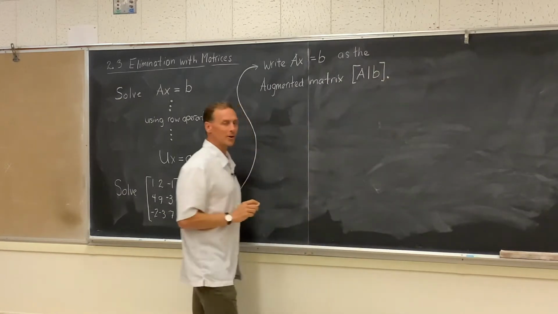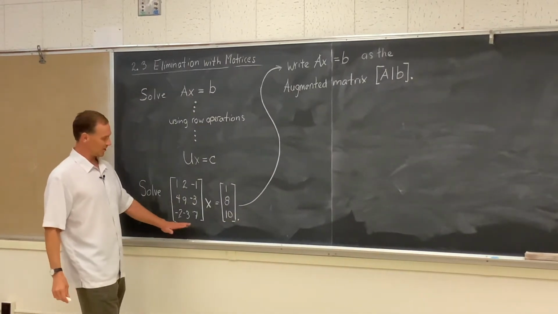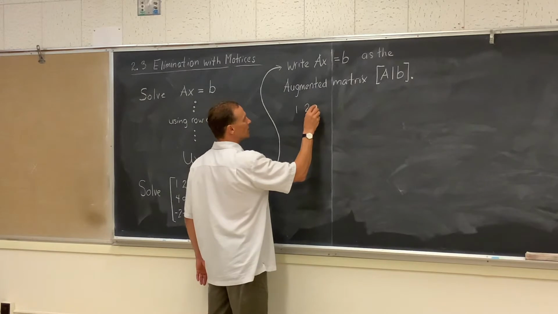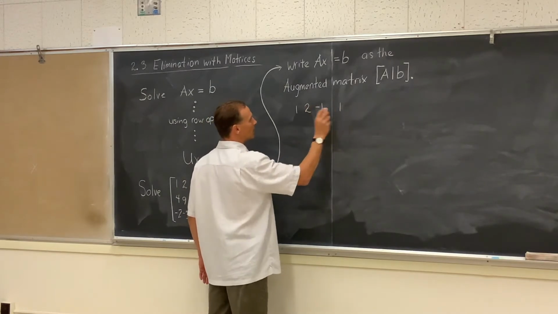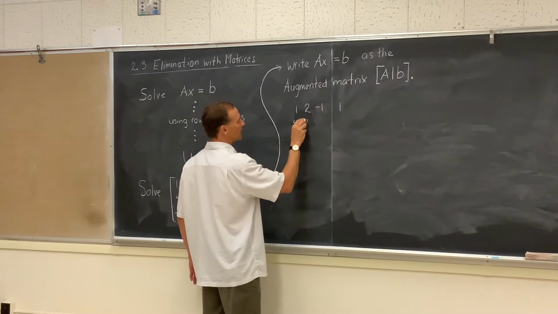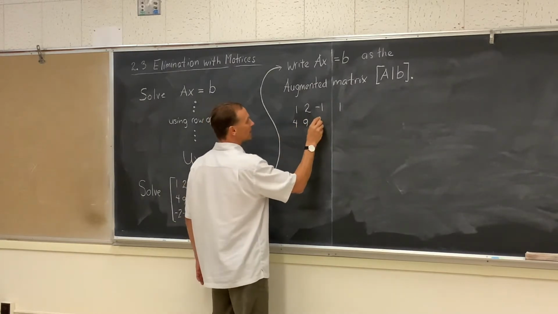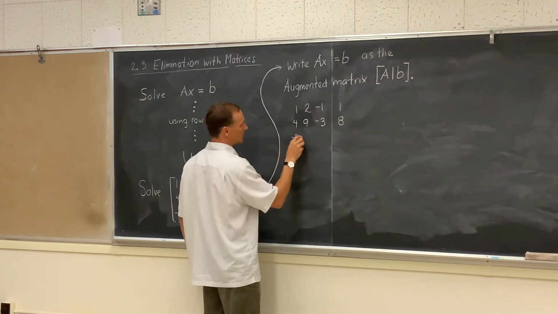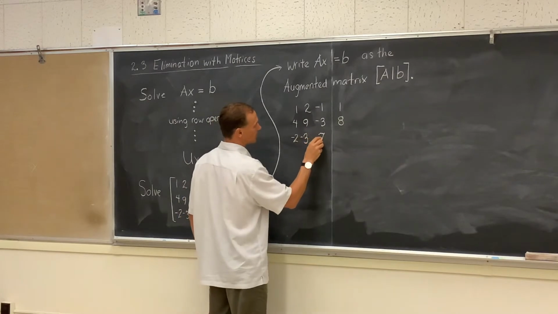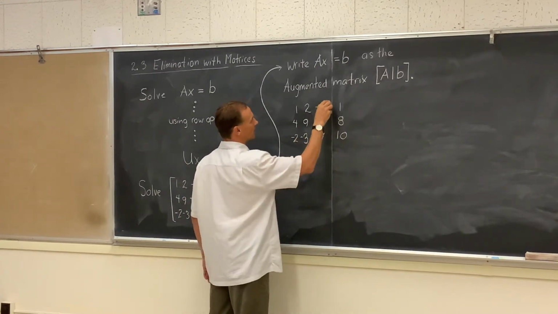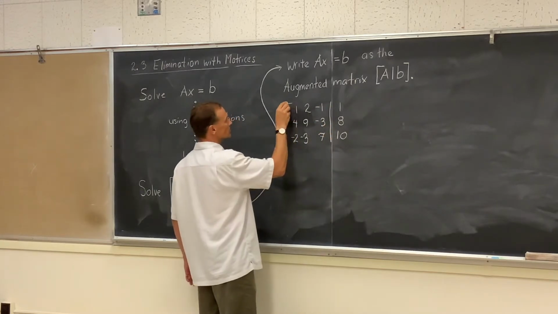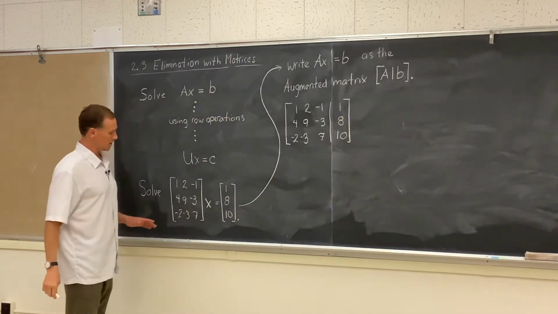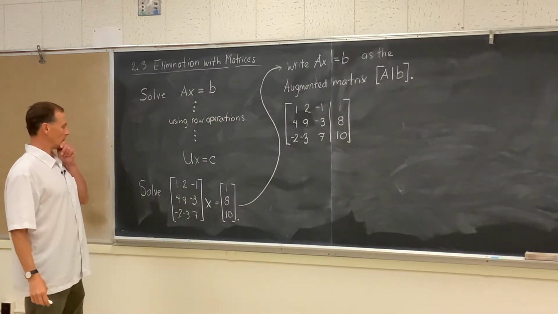All right, so let's work on that. So here's our matrix. There's the matrix equation. Let's write the augmented matrix. So we have a 1, a 2, a -1, and a 1. We have a 4, a 9, a -3, and an 8. And then we have a -2, a -3, 7, 10. Okay, let's just double check I copied everything correctly.